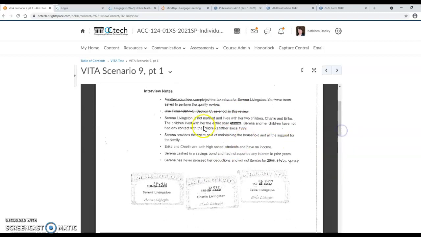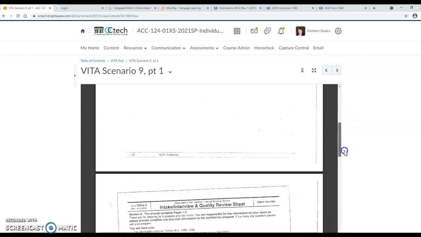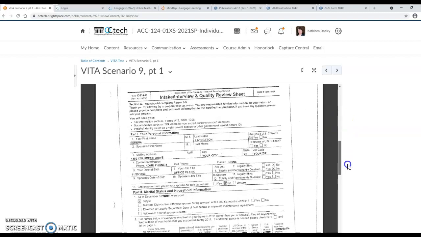Okay, this is Serena Livingston. She's not married, but she has her two children, Charlie and Erica. And this is their Social Security cards with their numbers on them. Then we have an intake sheet. This is the kind of information that if you were at a tax preparer's office, they would have each client fill out. So there's Serena and her information.